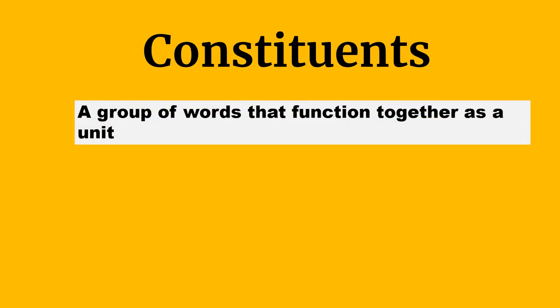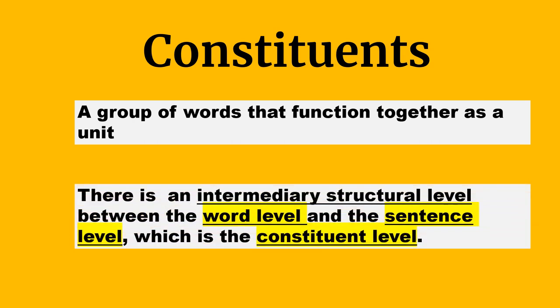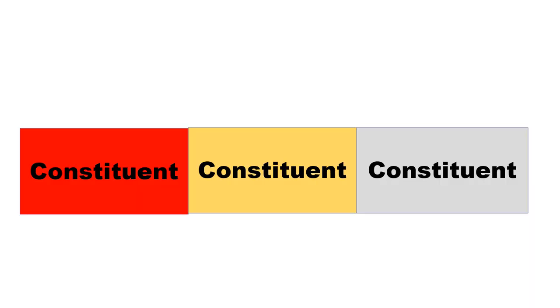Next, another definition of constituent. These are a group of words that function together as a unit. There is an intermediary structural level between the word level and the sentence level, which is the constituent level. Okay, for you to understand it more, I will elaborate it through these figures.